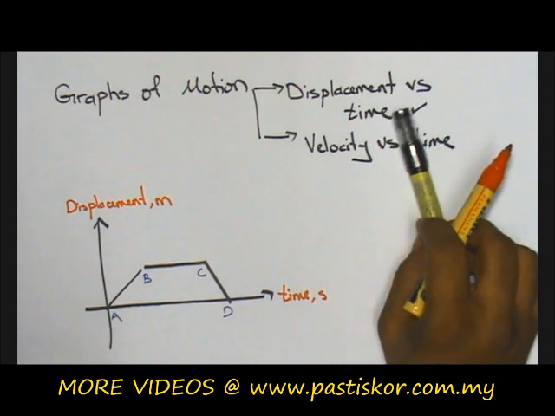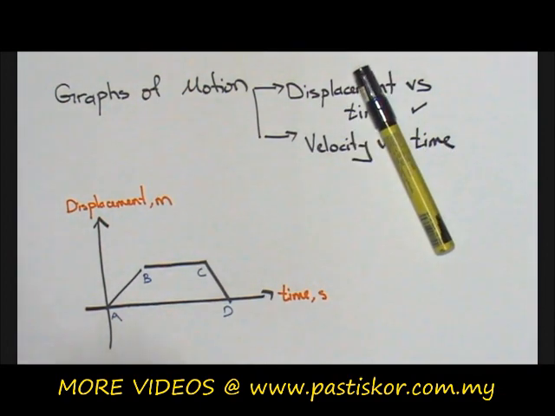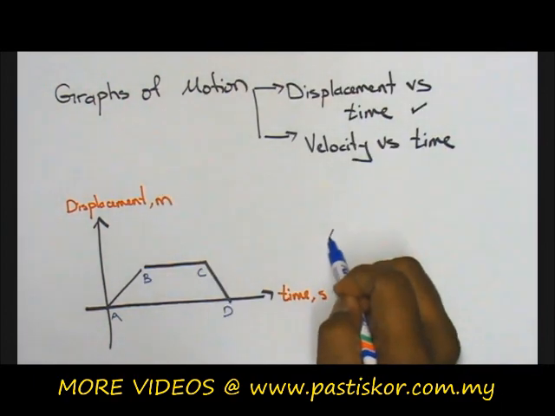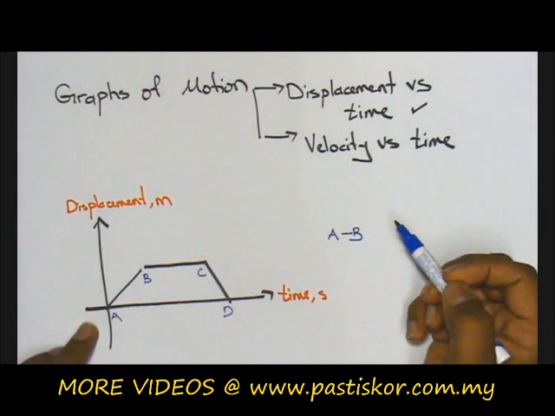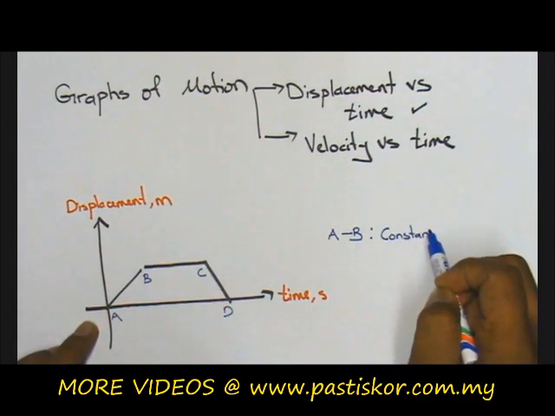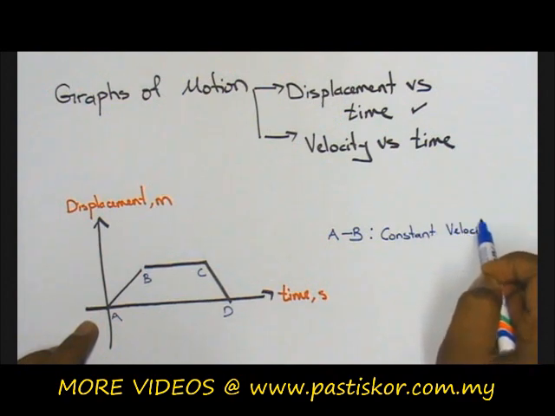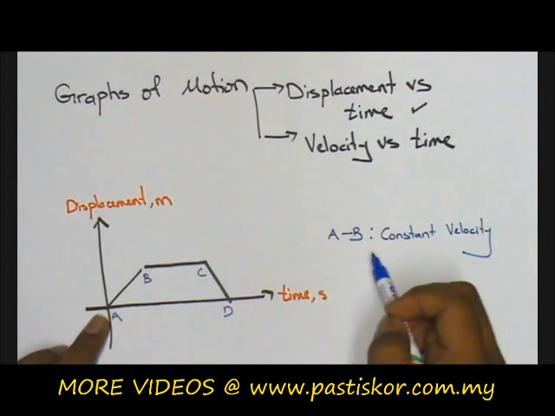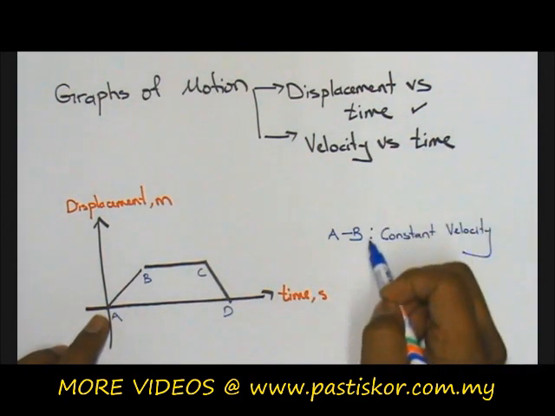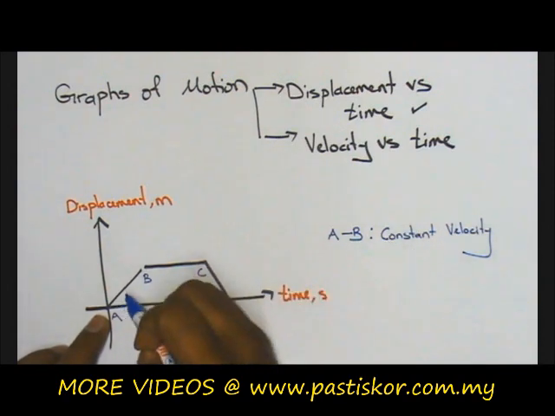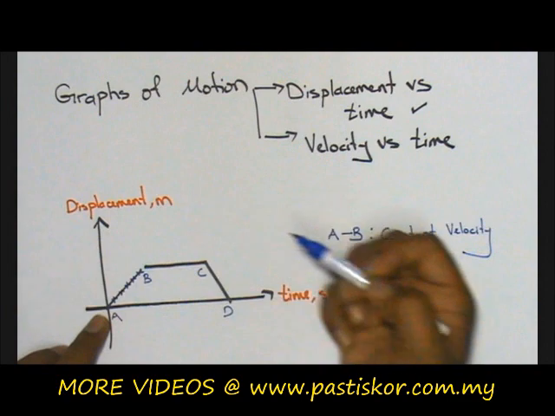Now, what happens is, from A to B, if you notice, students, the graph is said to be moving at constant velocity. This is the motion of the graph from A to B. The reason why the graph is moving at constant velocity is because the gradient of the graph, if you look at any point, is the same.